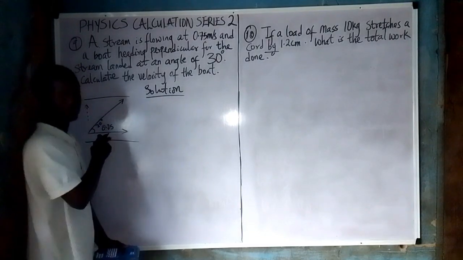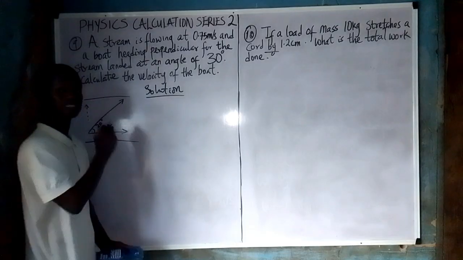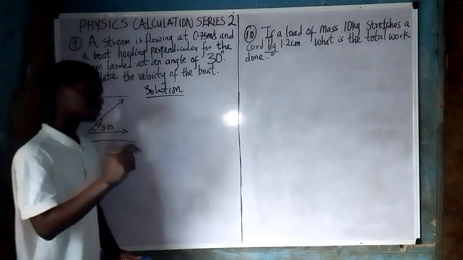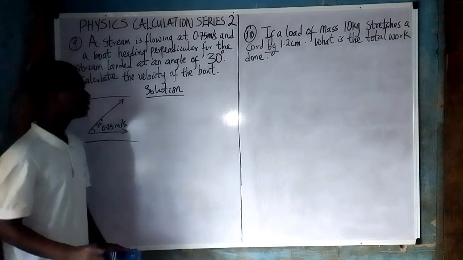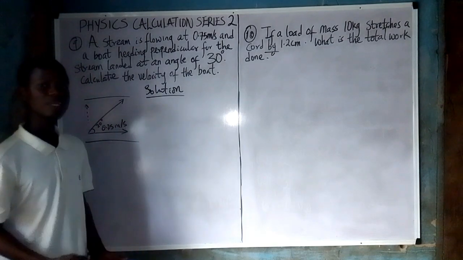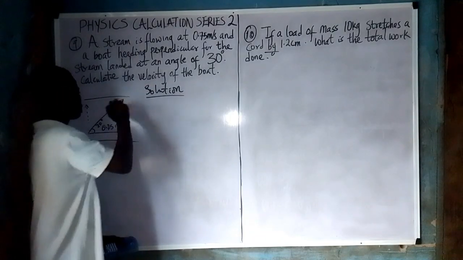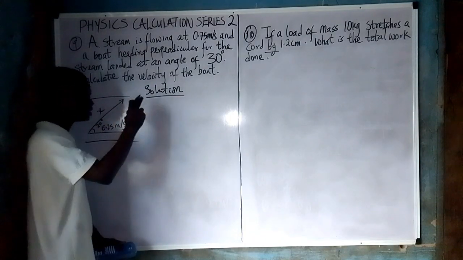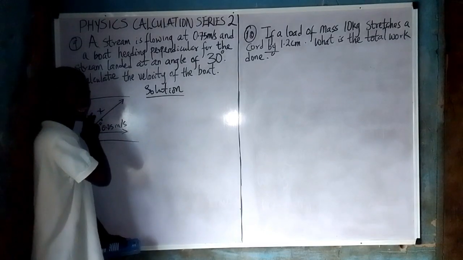Now, do we know the velocity with which the stream is moving? Yes, they said it's 0.75 meter per second. So I will say meter per second. Now, what's the question? Calculate the velocity of the boat. The velocity of the boat is this. Now we know the direction of the boat will be this, but do we know the value of the velocity? No. So we call it x.